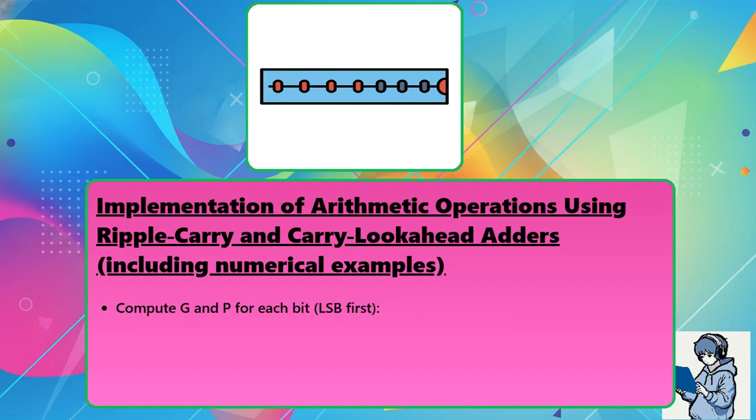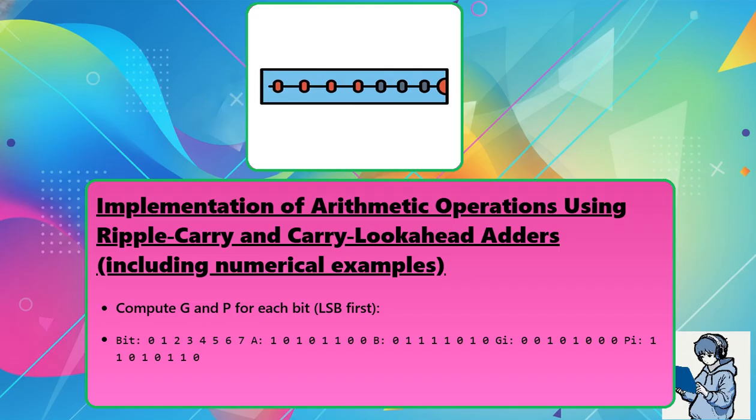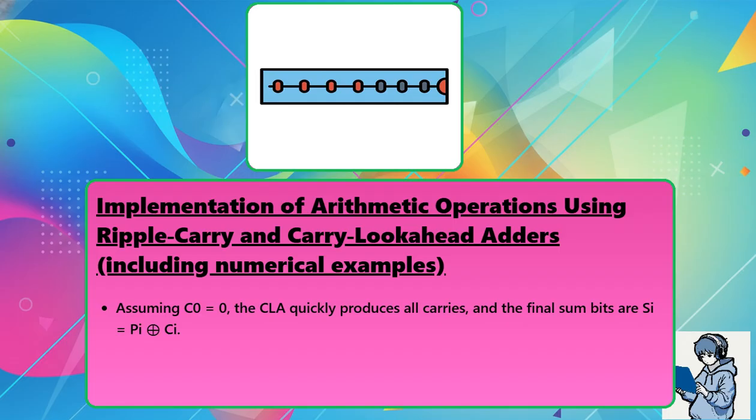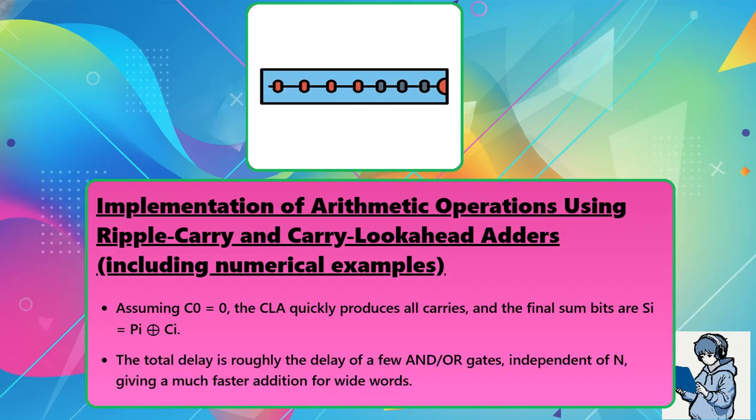Numerical example, same numbers as above. Compute G and P for each bit, LSB first. Bit: 0 1 2 3 4 5 6 7. A: 1 0 1 0 1 1 0 0. B: 0 1 1 1 1 0 1 0. G_i: 0 0 1 0 1 0 0 0. P_i: 1 1 0 1 0 1 1 0. Assuming C0 equals 0, the CLA quickly produces all carries, and the final sum bits are S_i equals P_i XOR C_i. The total delay is roughly the delay of a few AND or OR gates, independent of n, giving a much faster addition for wide words.